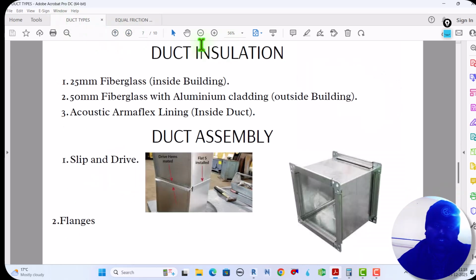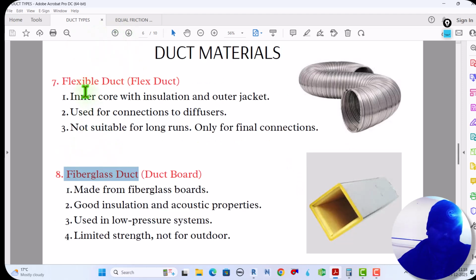So we know how many types: there are 8 categories of duct materials. The first ones, GI, SS and aluminum, are commonly used, and for exhaust we use mild steel. For offices we use pre-insulated duct, and to connect the air terminal we use flexible duct. We must have knowledge of these duct materials while going to a site.